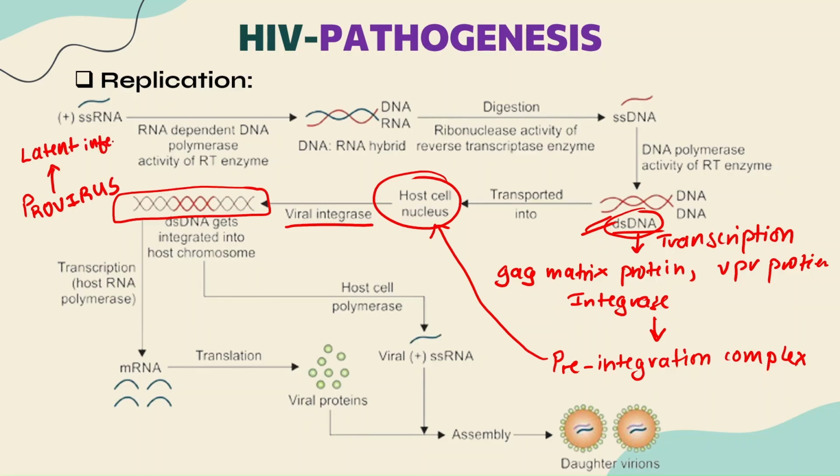And remember, it may establish a latent infection, but it will also continue to replicate. That is, your provirus will undergo transcription and translation using the host cell's polymerase enzymes. It is going to produce the viral proteins, and it will produce the viral single stranded RNA. All of this will assemble together and result in the formation of daughter virions inside. Okay, this was the story.